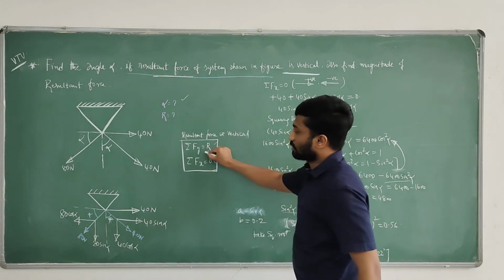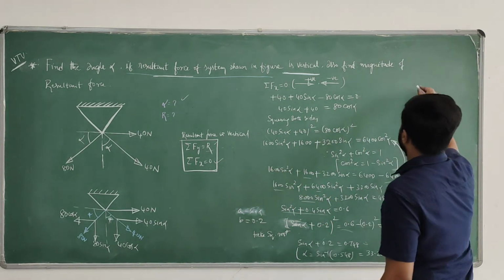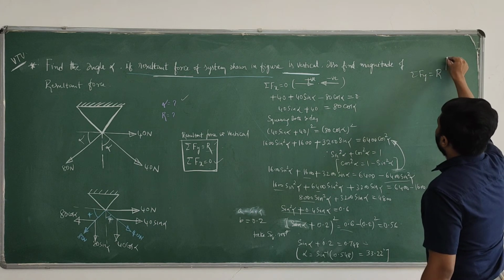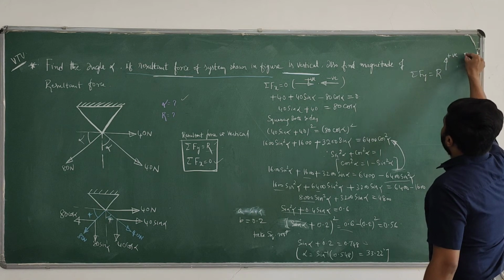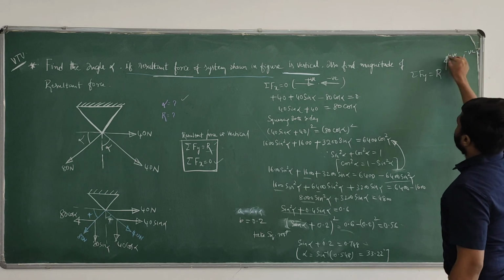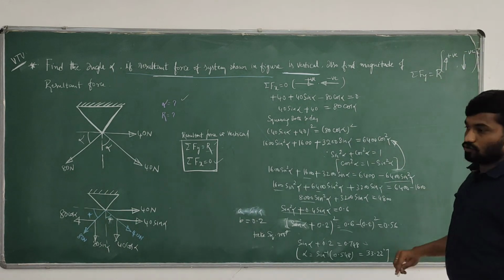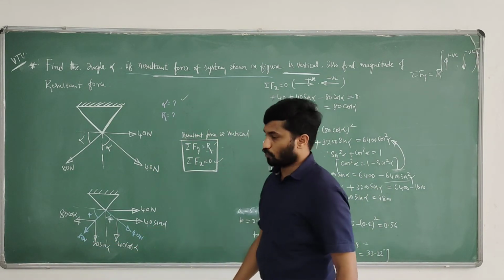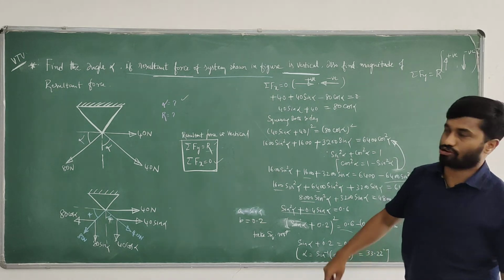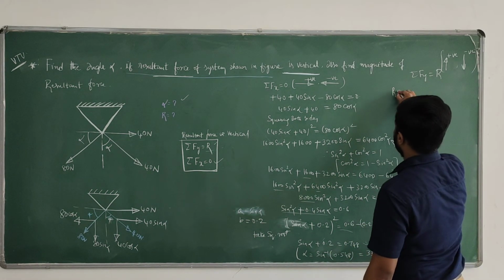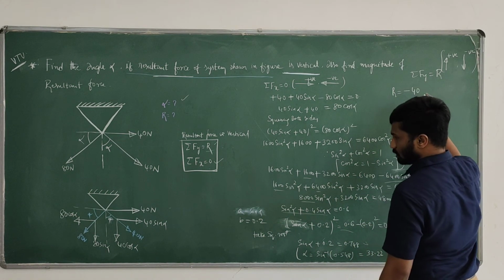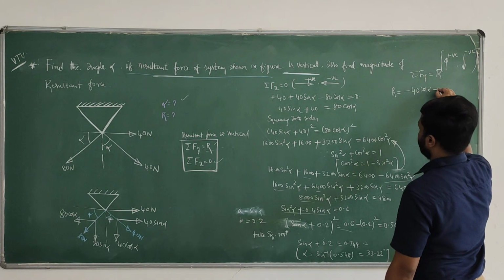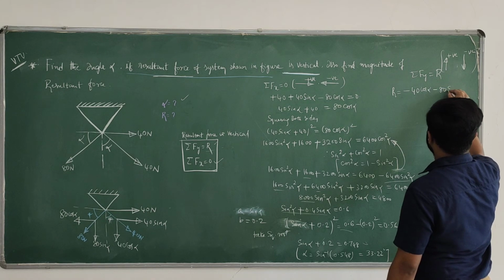For the resultant, the condition is sigma Fy equals R. For this, all upward forces are positive and all downward forces are negative. This is the sign convention. So how many vertical forces? 1, 2. Only 2 vertical forces, and all are acting in the downward direction. So R equals minus 40 cos alpha minus 80 sin alpha.